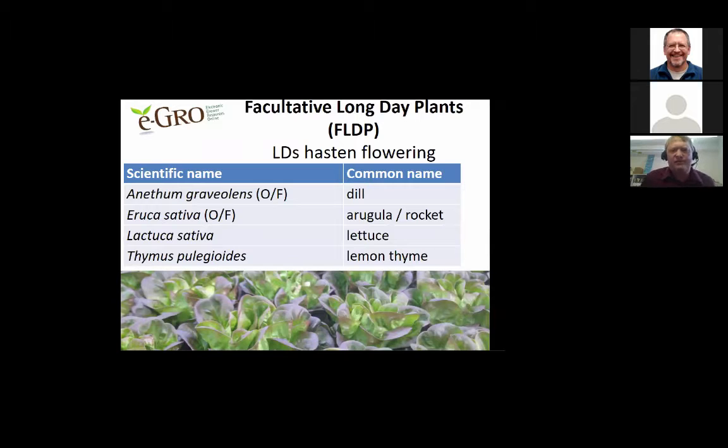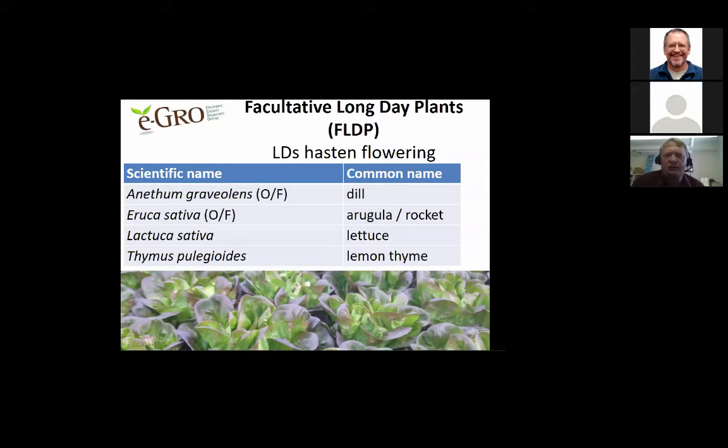Then we have some crops that are also facultative long day plants. And so in this case, long days hasten flowering, so they flower at a smaller node number under long days than they would under short days. And a few examples here. So some of the dill that have been evaluated, instead of being obligate long day plants, they're actually facultative long day plants. So they will eventually flower with long days. They don't require long days to flower.